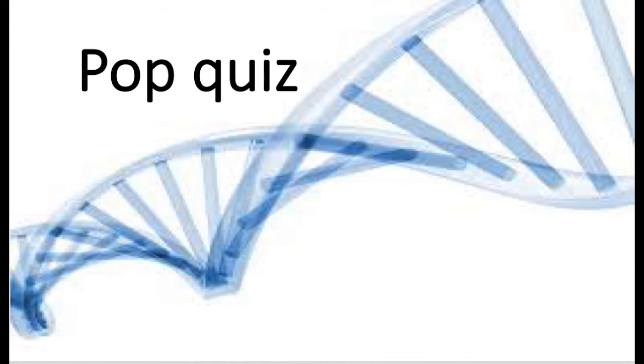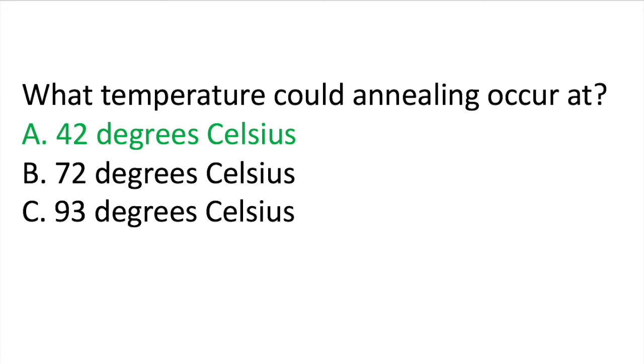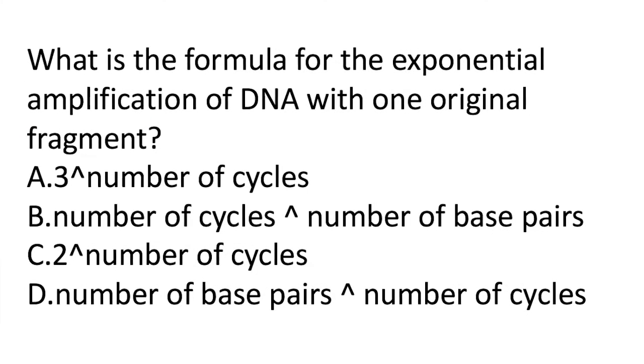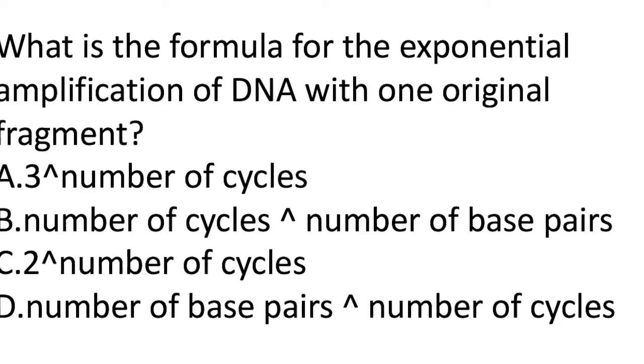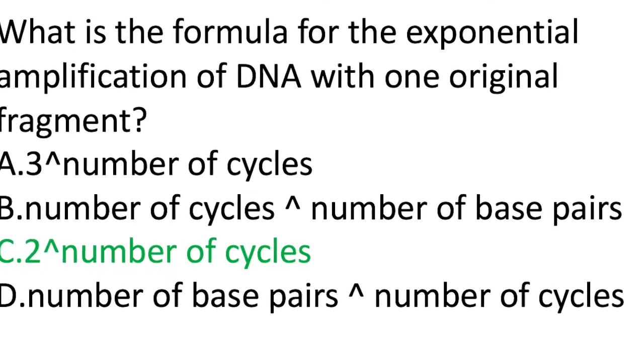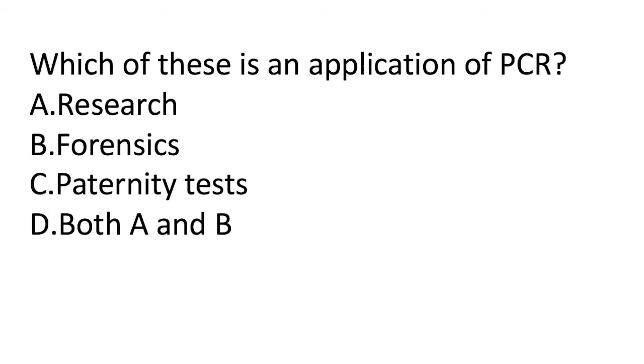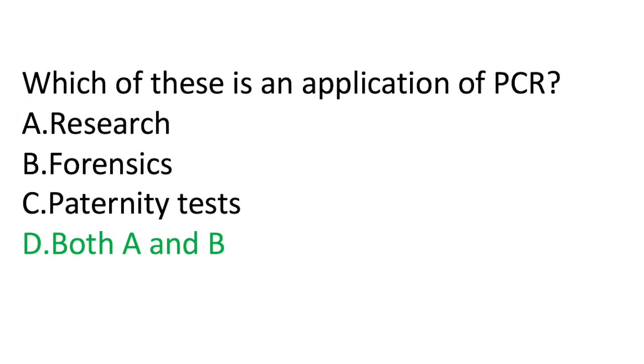Let's see what you remember with this pop quiz. What temperature could annealing occur at? 42 degrees Celsius. What is the formula for the exponential amplification of DNA with one original fragment? 2 raised to the number of cycles. Which of these is an application of PCR? Both A and B.